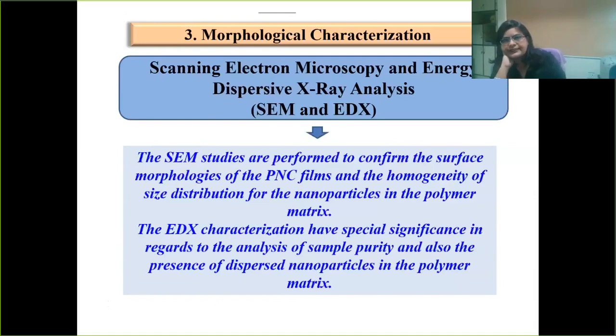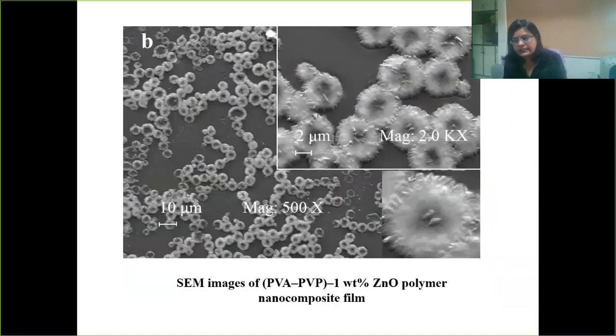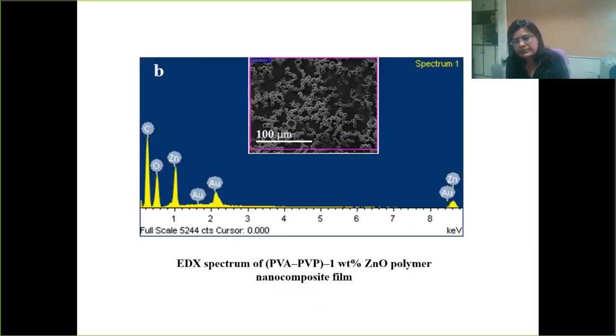For morphological characterization, I have used SEM and EDX. SEM studies are performed to confirm the surface morphology of the PNC film and the homogeneity of the size distribution of the nanoparticles. EDX characterization is significant for the analysis of sample purity and also the presence of dispersed nanoparticles in the polymer matrix. The ZnO structure has a polarized structure. These are the SEM images of the nanocomposite which I have studied. This is the EDX, which shows the presence of different peaks in the composite materials.